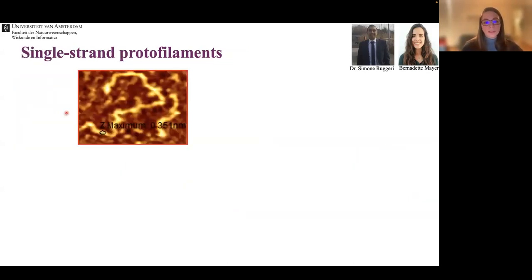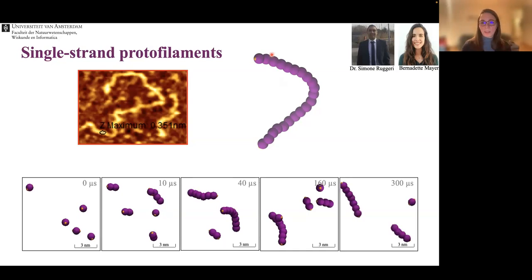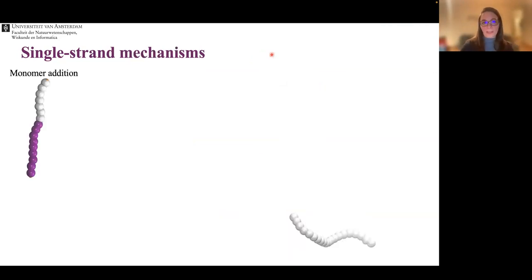So what Bernadette looked at first was the formation of single-stranded protofilaments that in Simone's group they had already observed with AFM experiments. We rapidly managed to reproduce the formation of these single-stranded protofilaments by varying the interactions between the spheres, so purple-purple, and between the patches, which was orange-orange. But we went one step further, and we managed to explain the mechanisms of formation of these single-stranded protofilaments. And what we found is that this extends beyond just the simple monomeric addition at the ends of a preformed nucleus to actually be more complex.